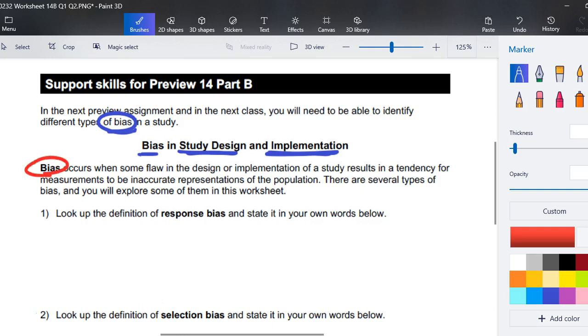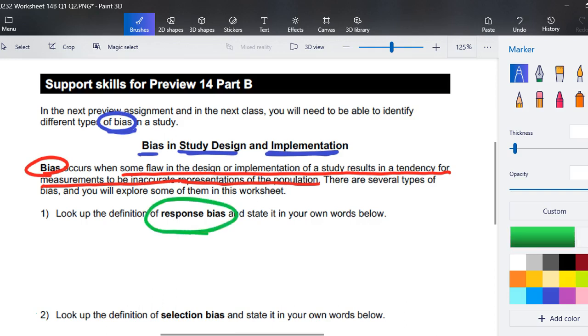Make sure you're making note that bias occurs when some flaw in the design or implementation of a study results in a tendency for measurements to be inaccurate representations of the population. Whew, that's a lot for bias. Bottom line: flaws, inaccuracies, something's going on. There are several types of bias, and you will explore some of them in this worksheet.